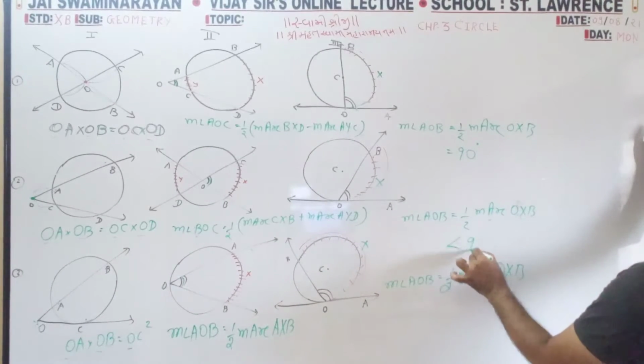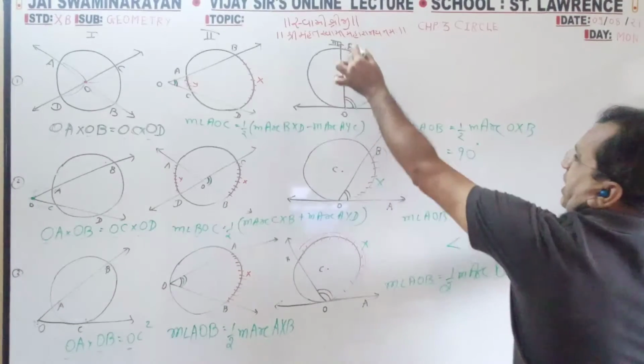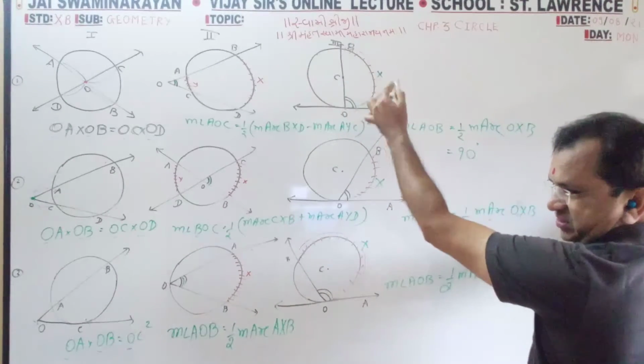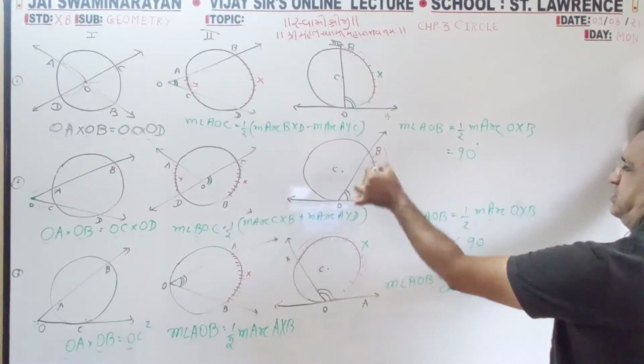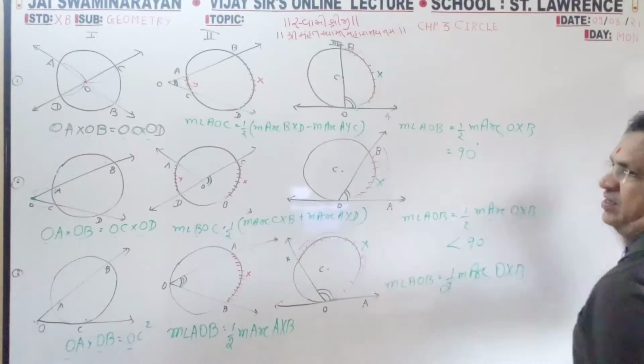This is less than 90 because less than half circle means less than 180. Half of 180 is exactly 90. This is less than 180, half of it is less than 90.